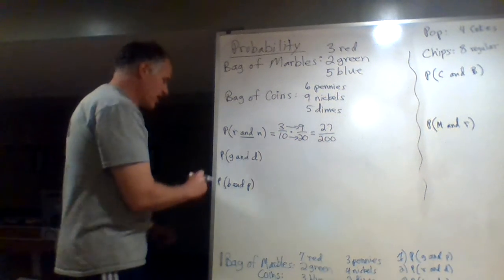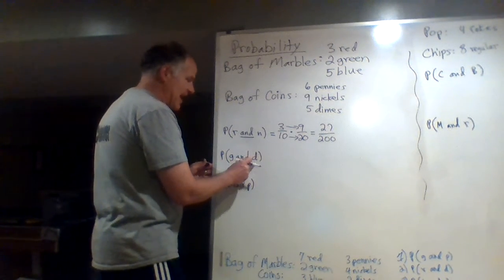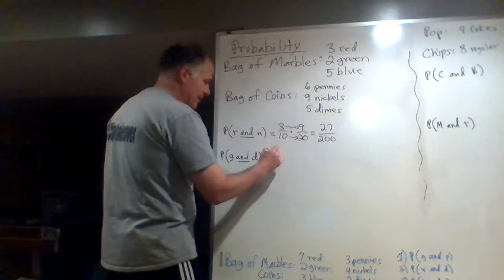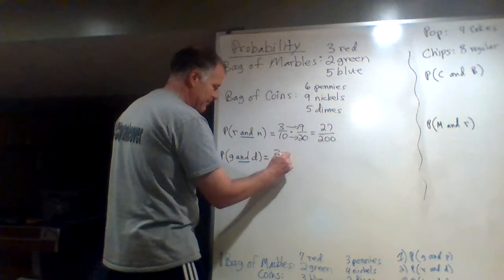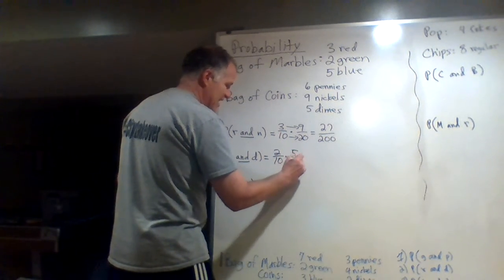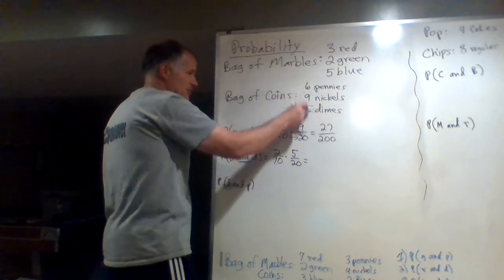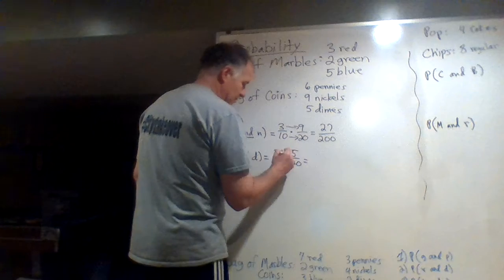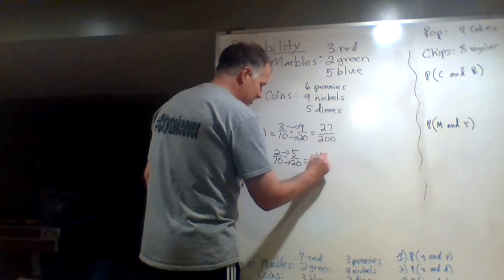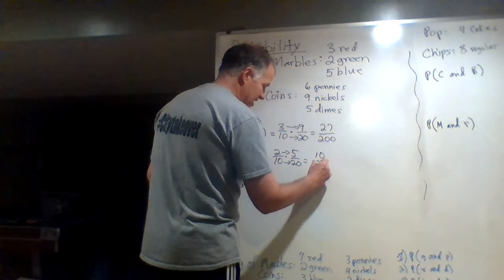Okay, let's try the next one. So now we want the probability of getting a green and picking a dime at the same time. So again, the word "and." So again, green is 2 out of 10. The dime is 5 out of 20. Right? So dime, 5. Again, we still have 20 coins. Multiply across the top, multiply across the bottom. 2 times 5 is 10. 10 times 20 is the same, 200.